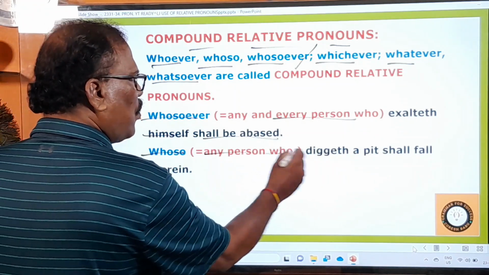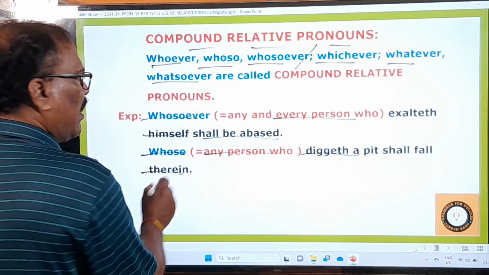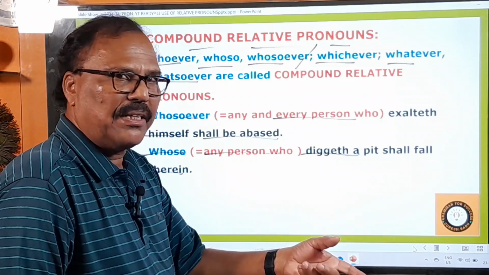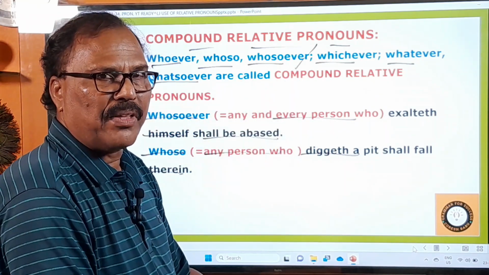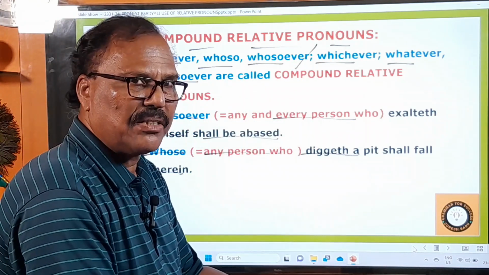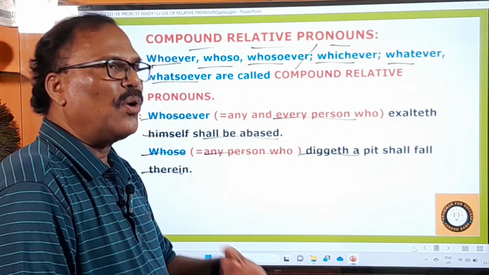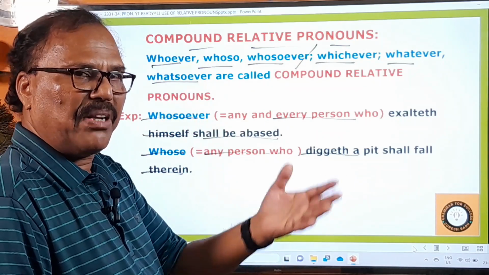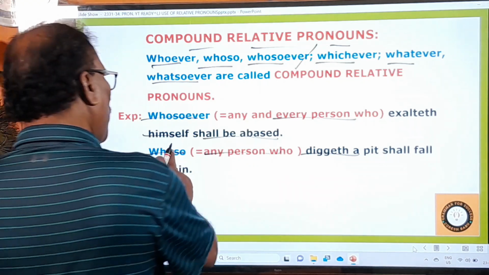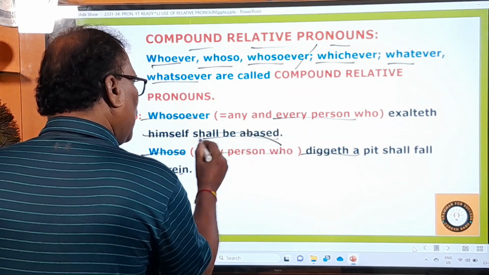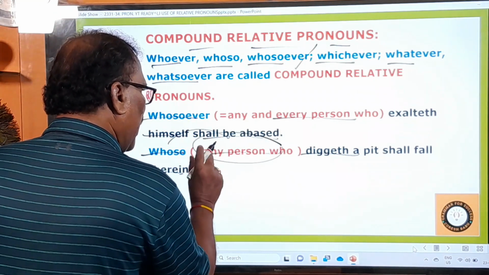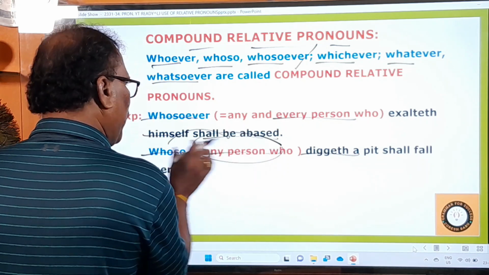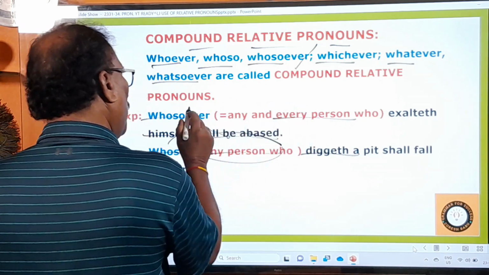Whoso, any person who diggeth a pit shall fall there. Whoever digs a pit will fall in that. If I dig a pit, I fall in that. If you dig a pit, you fall in that. Whoso will dig a pit will fall in it. So here, whoso stands for any person who. That is the meaning of this. Any and every person who, whosoever.